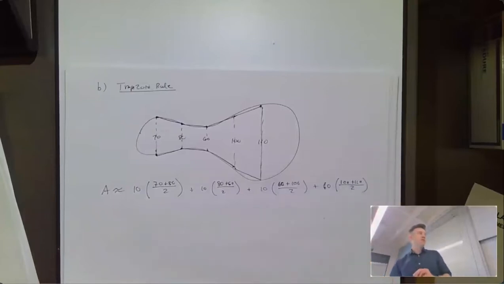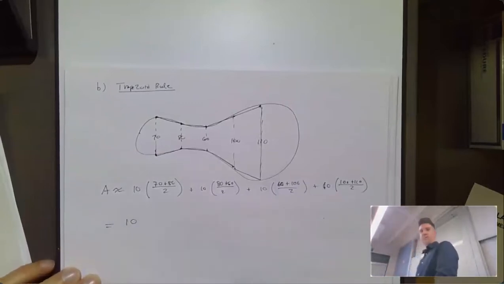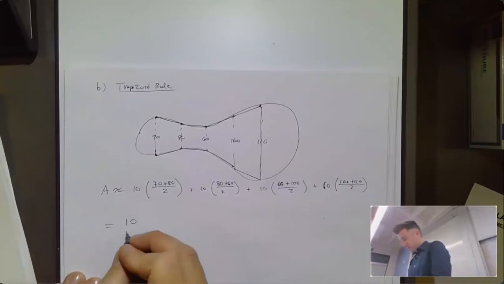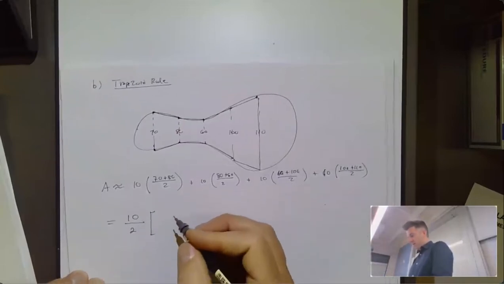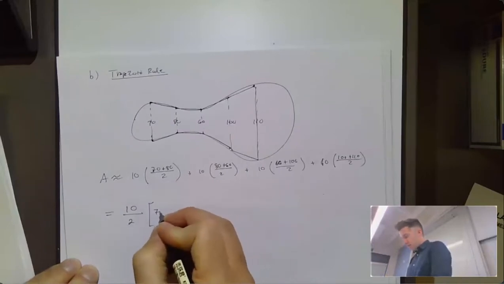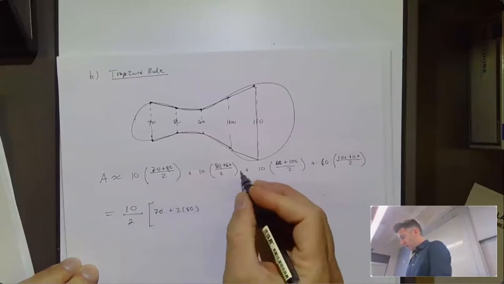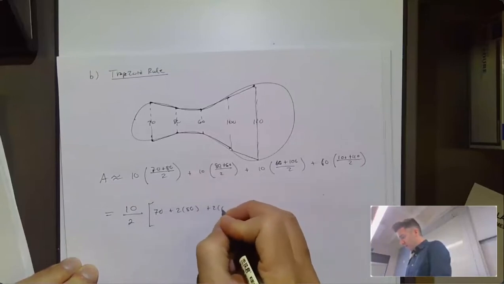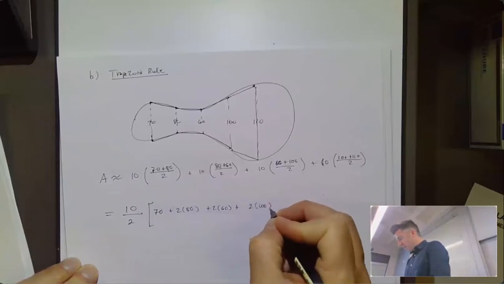Now, this speaks to a formula, which is that you can factor out the base. You can also factor out the 1/2. And then look what I've got. I've got 70. I've got 80 twice. I've got 60 twice. I've got 100 twice. And I've got 110 once.